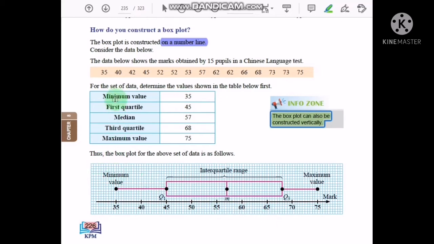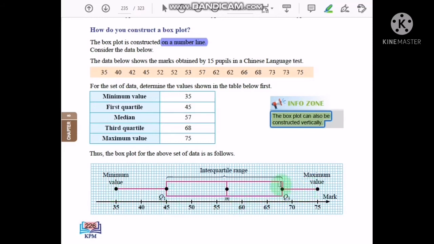Based on the five values that you already know, you need to draw a dot for each. The first one is the minimum value, 35, so you draw a dot here. The first quartile is 45, so you draw a dot here. The median is 57, so it is in here. Then you draw the dot, and the third quartile is in here. And the maximum value is 75 here.